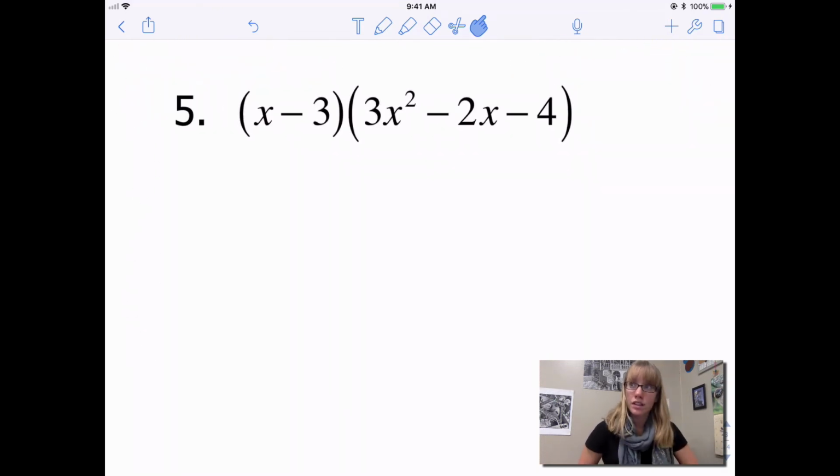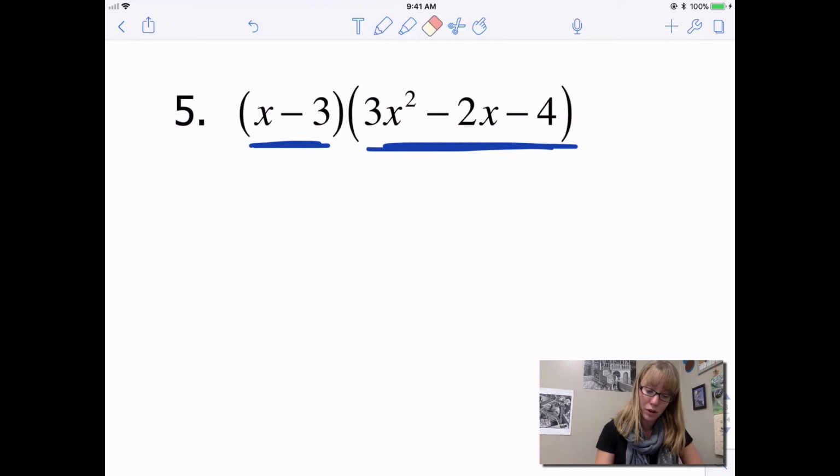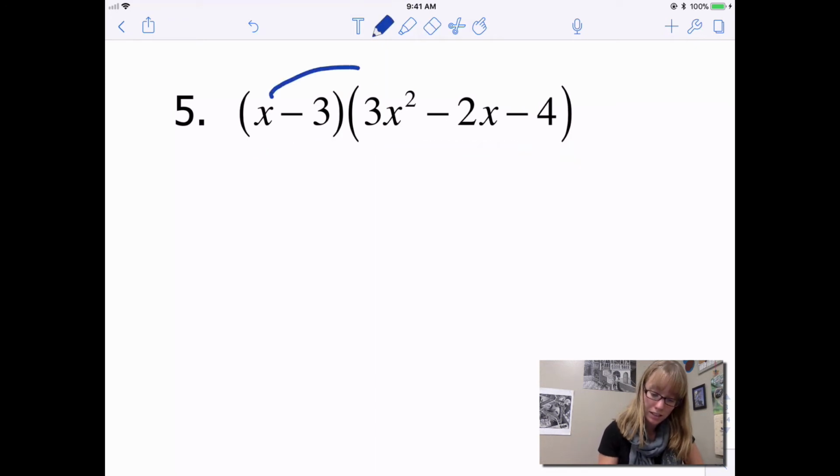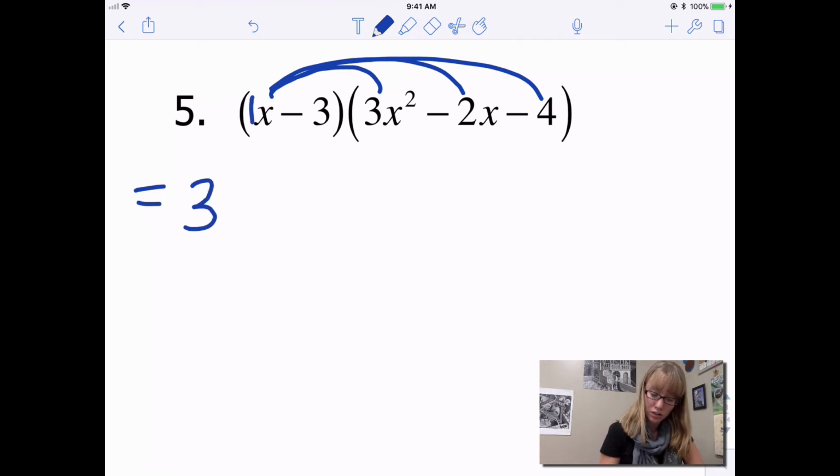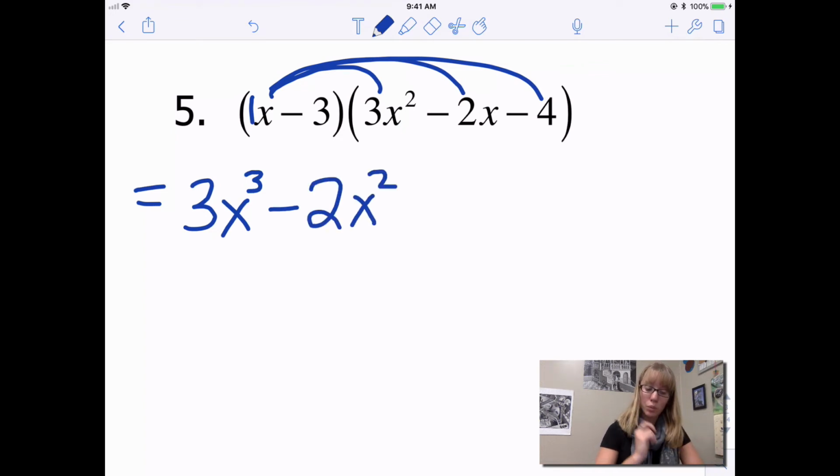Okay, number 5 is when it starts to look a little more complicated, maybe something that you haven't seen before, but it's the same concept. I want everything in this first parenthesis, the first polynomial, to multiply by everything in the second polynomial. So I'm going to say this x has to multiply by the 3x squared, by the negative 2x, and by the negative 4. So let's see what that looks like. X times 3x squared. Well, 1 times 3 is 3. X times x squared is x cubed. And then x times negative 2x. 1 times negative 2 is negative 2. X times x is x squared. And then 1x times negative 4 is negative 4x.